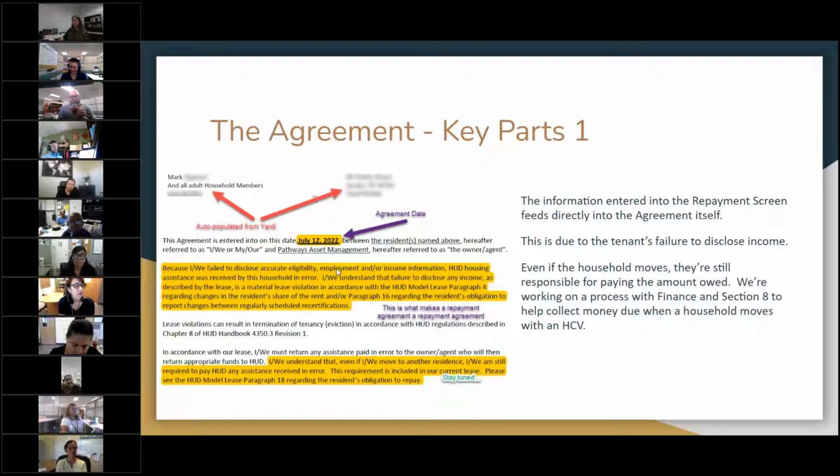Again, one of the key parts to repayment agreements in general is this: it's because the resident failed to accurately disclose eligibility. And they're admitting this, they're signing this. This is a key paragraph.